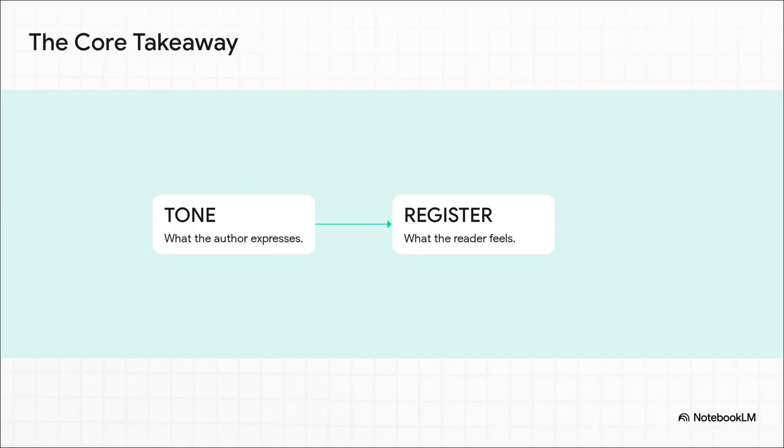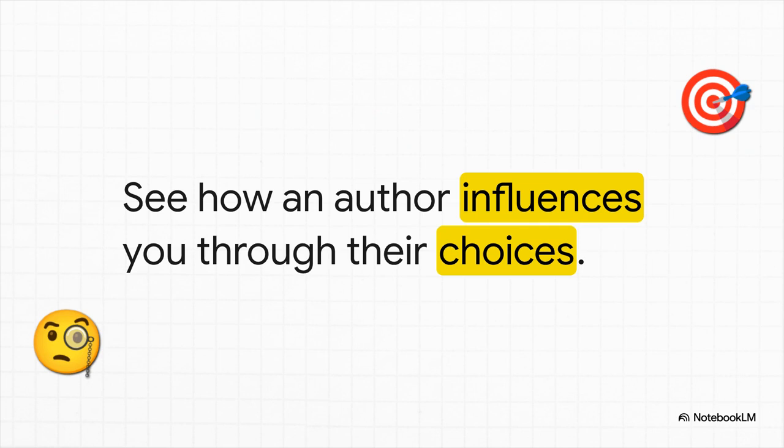So let's boil it all down. It really just comes down to two simple things. Number one, tone is what the author expresses. Number two, register or mood is what you, the reader, feel. That's it. That's the whole game. And why does any of this even matter? Because when you can separate the author's technique, their tone, from your own emotional reaction, the mood, you can analyze what you're reading on a much, much deeper level. You can actually see how the author is skillfully pulling the strings to guide your feelings.